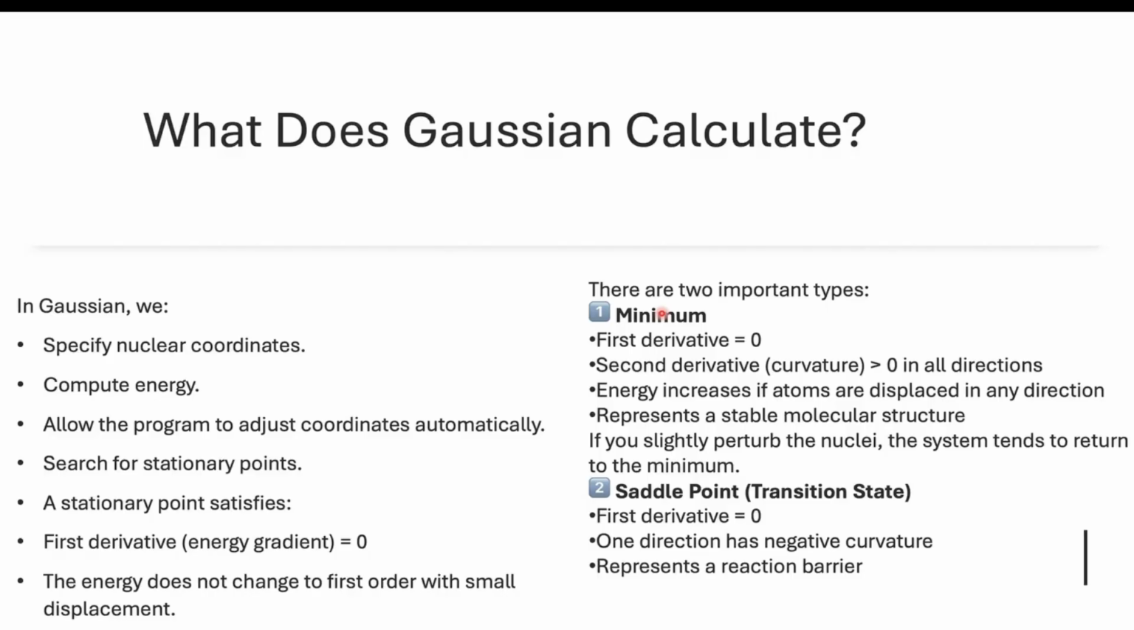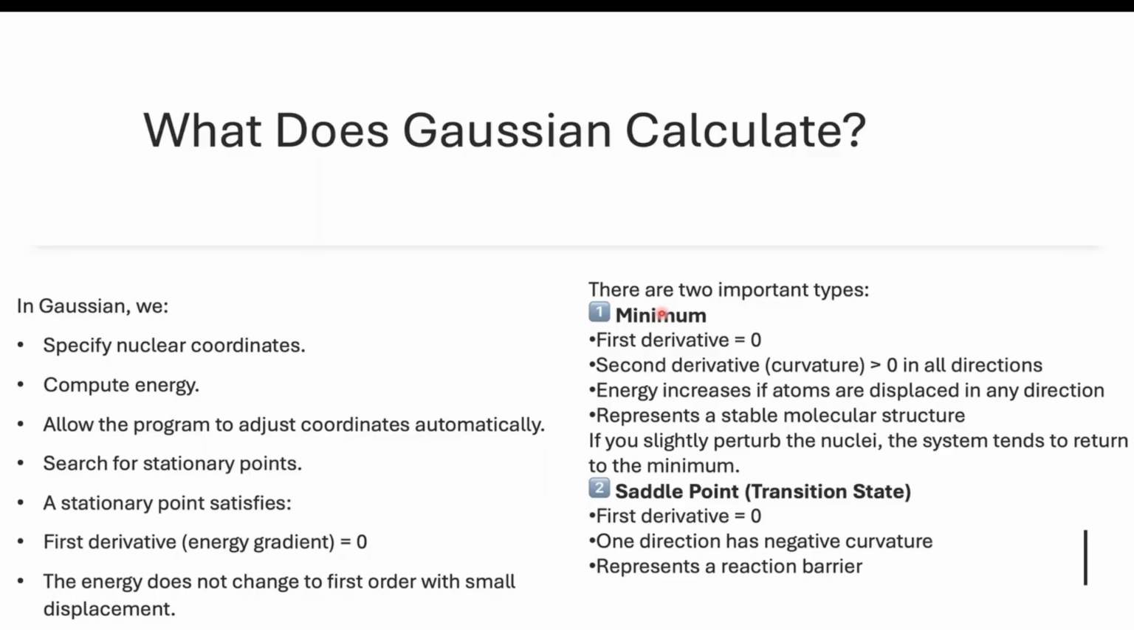Second, the saddle point, also called a transition state. It should also have the first derivative, the energy gradient, equal to 0, but one direction has a negative curvature. This represents a reaction barrier. You will typically study this later in more advanced calculations.